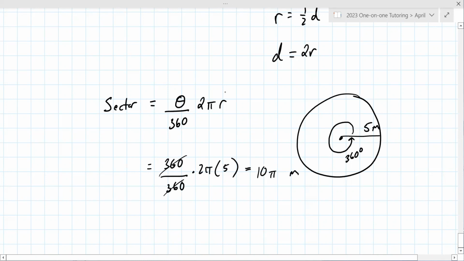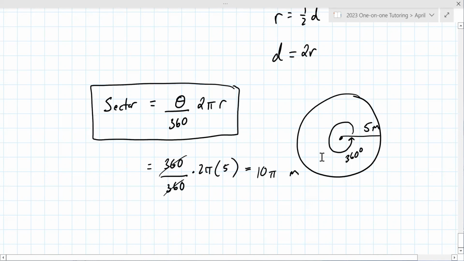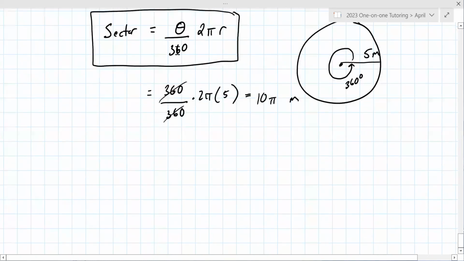Yeah. But you might be thinking, well, why would you give me this formula for 360 degrees? Because it just goes to 1. That's a good question. So it's really used for sectors. It's really used for the pizza slice.